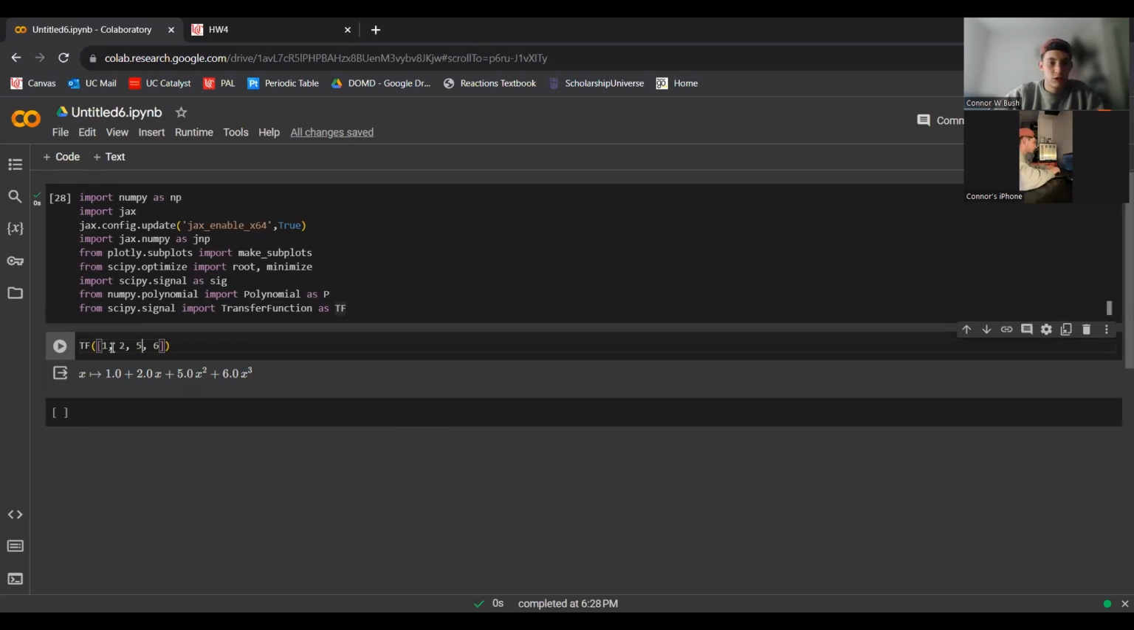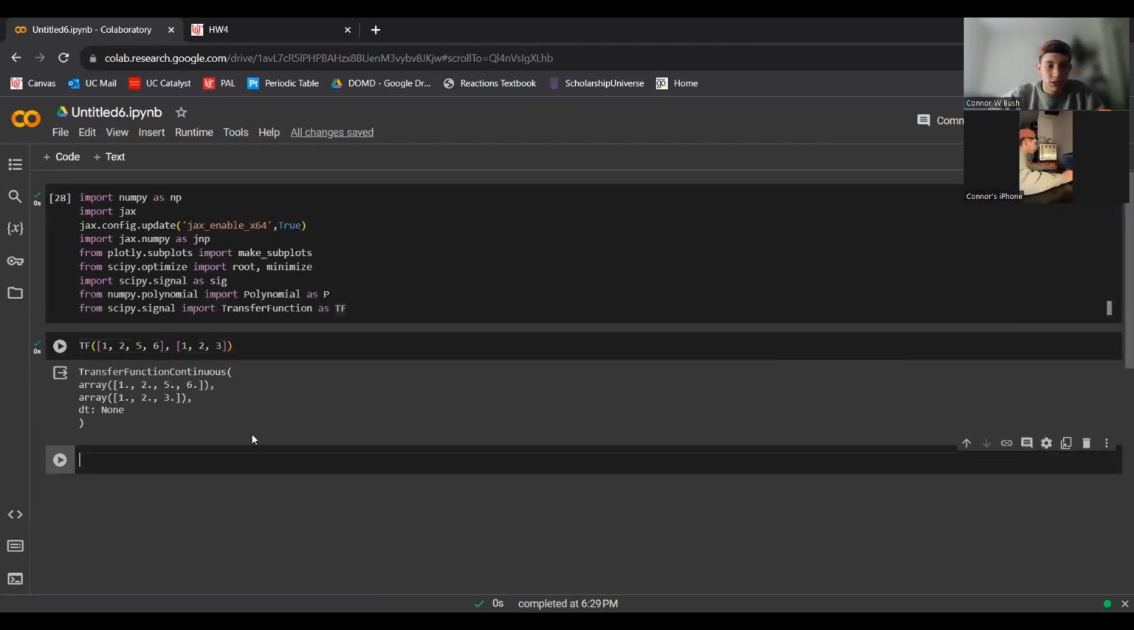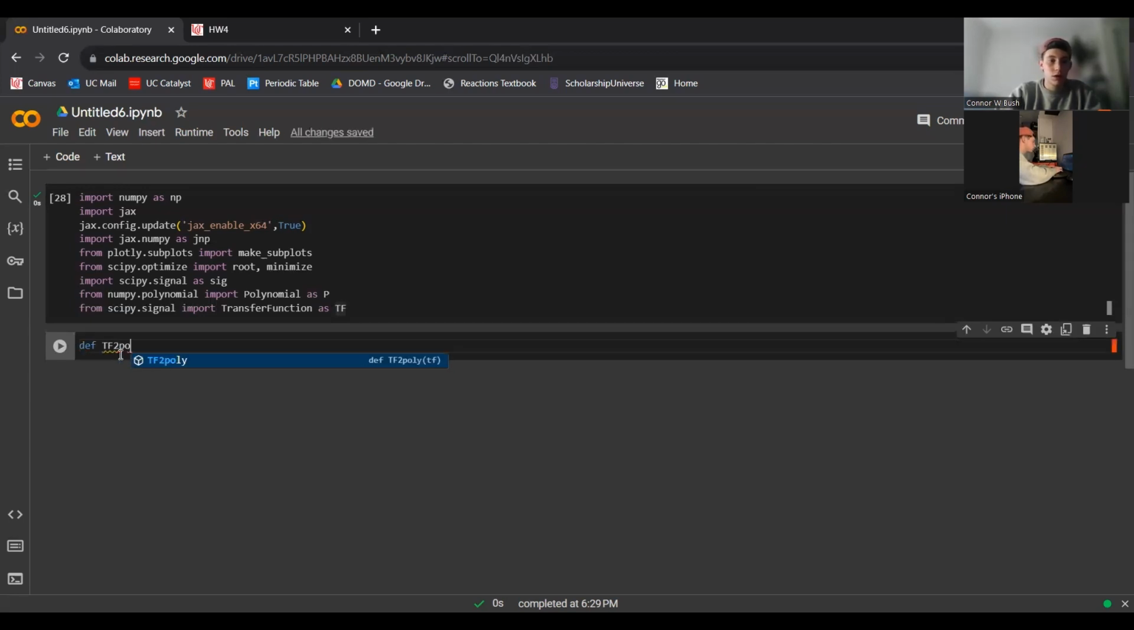For transfer functions, it's a little different. You need a numerator and a denominator input. So what this looks like, it's in descending order. So this one would be s cubed plus 2s squared plus 5s plus 6 divided by s squared plus 2s plus 3. So that's something important to note when we are going to be bouncing in between the polynomials and transfer functions within Colaboratory.